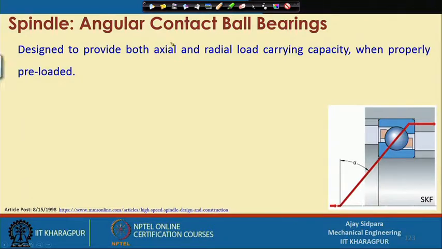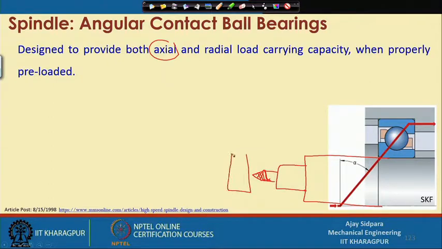Because when we are talking about axial loading, consider this is a shaft, and the bearing is located here. You are getting a force here. Now consider your tool is located here. This is the tool, and let us consider it is a drill, and this is your workpiece. When you are pushing this thing inside, what is going to happen? You will get one force, that is called thrust force. So, this is the axial force.